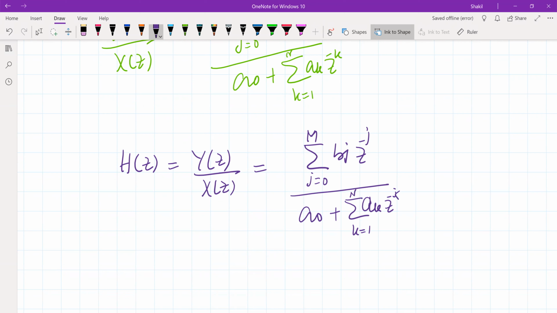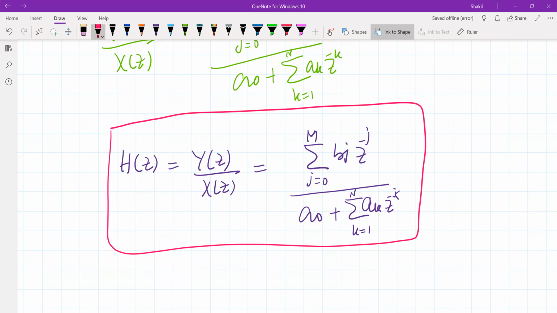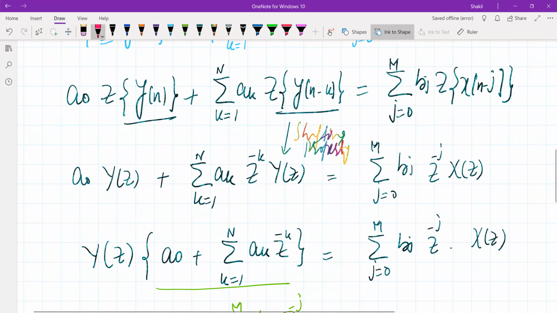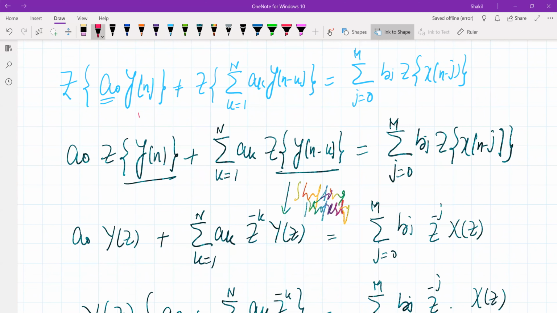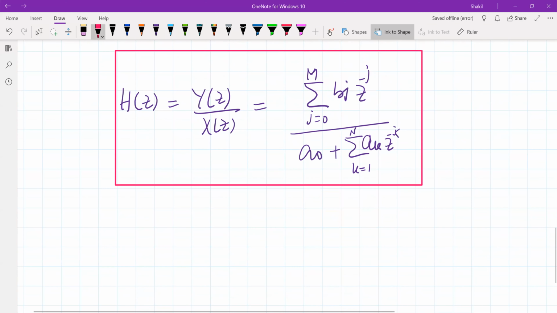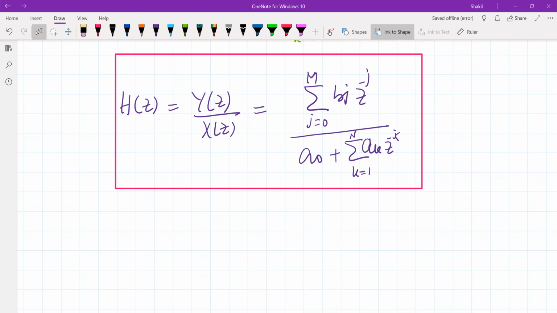So this is the summation, and this is the transfer function of the system whose difference equation is this, which is described by this difference equation. So this is the transfer function of the system. This is the transfer function of the system. So this is the transfer function H(z).